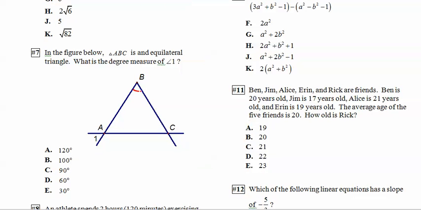Equilateral triangle. I'm not even reading the rest of the question, which is a bad habit. What's angle 1? 60 degrees. It's vertical. It's right there. They're equal.